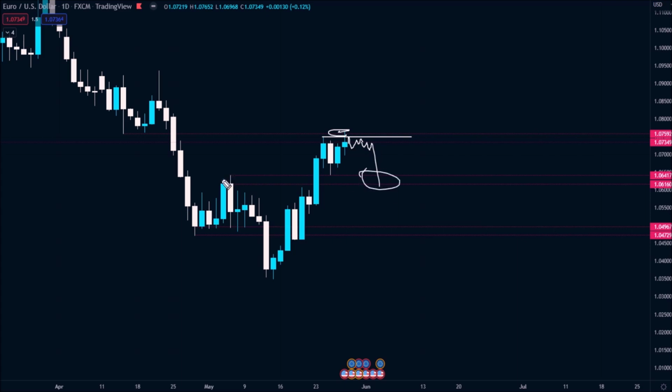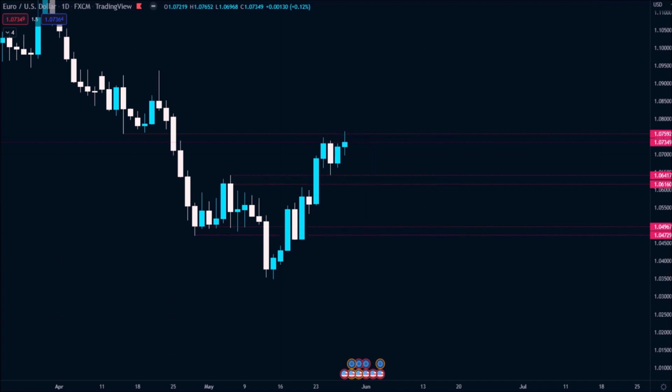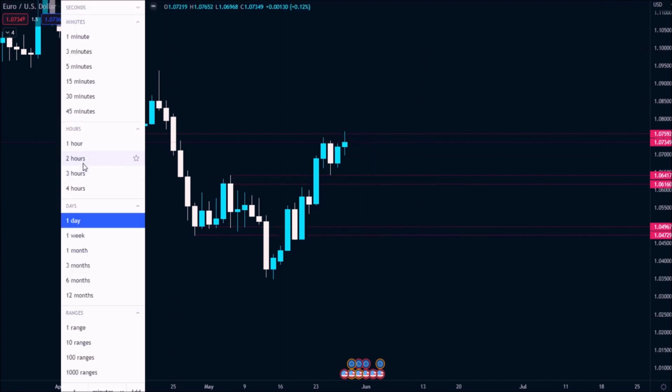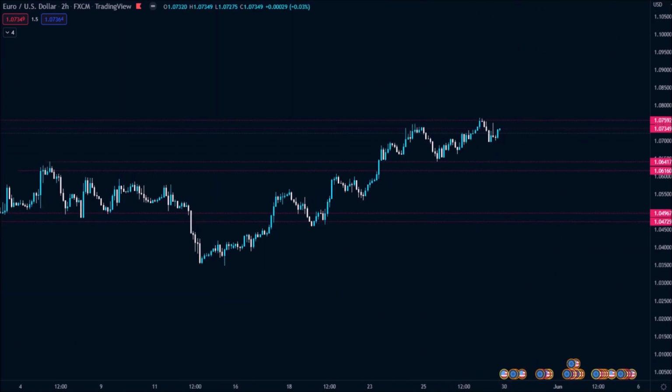This will be the first target, which is just basic support and resistance, and then if we break down below that, just play it to the next level, and so on and so forth. But we could probably add a little bit of structure to this to get some confluence.